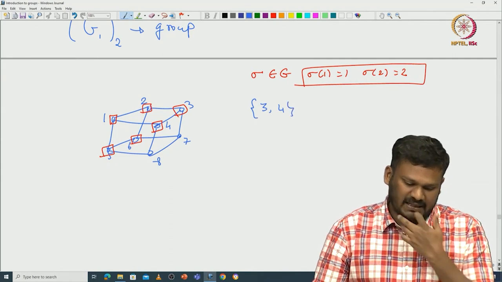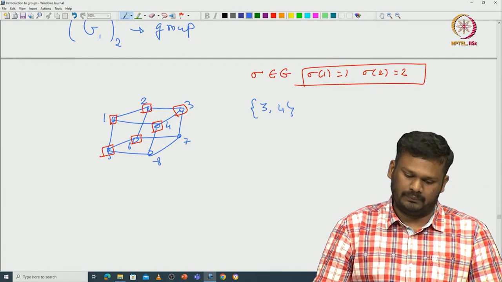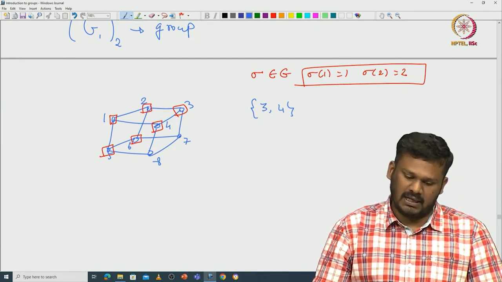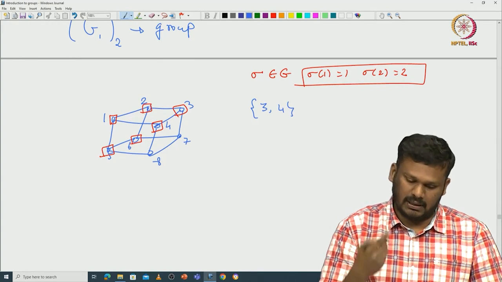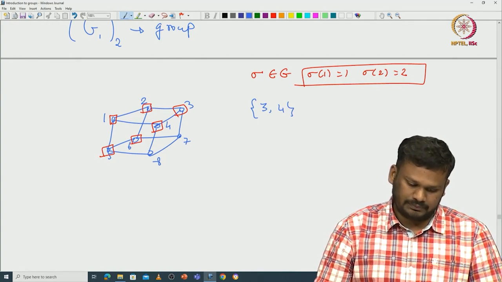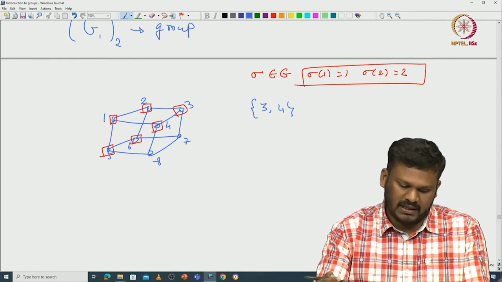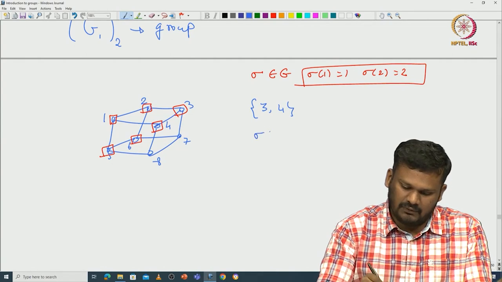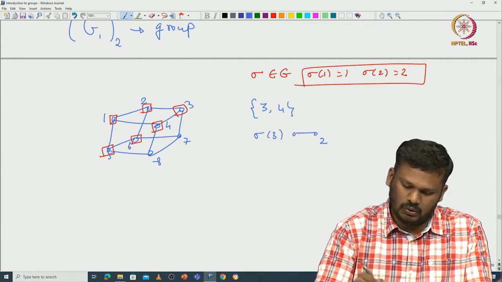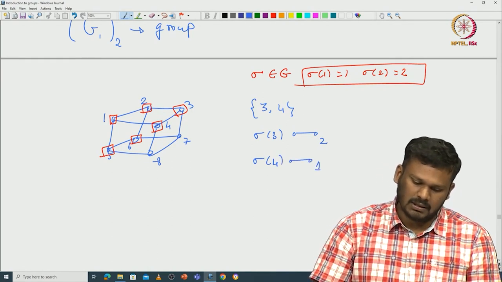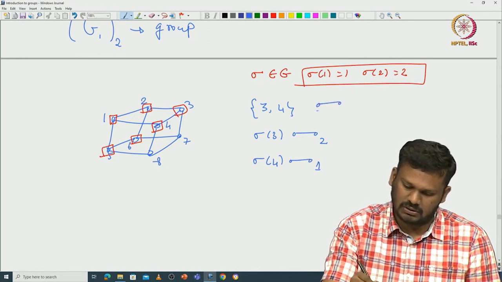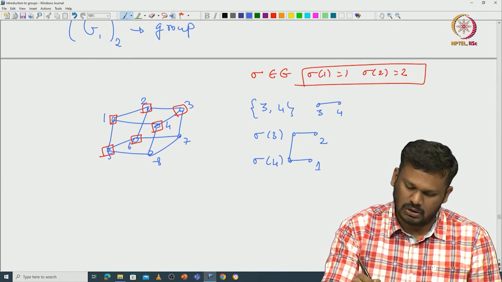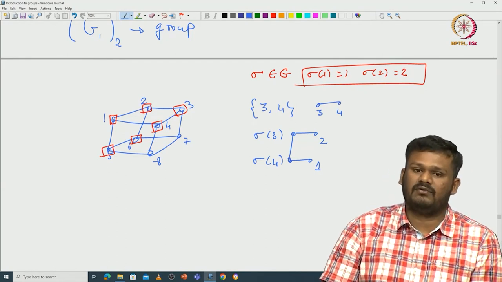You can see that 3 is actually connected with 2. Then the sigma of 3 has to be again connected to 2. Similarly, this sigma of 4 should be connected with 1. So, you can see that sigma of 3 should be connected with 2, sigma of 4 should be connected with 1. But 3, 4 already has an edge. So, that means you should have an edge between sigma of 3 and sigma of 4.